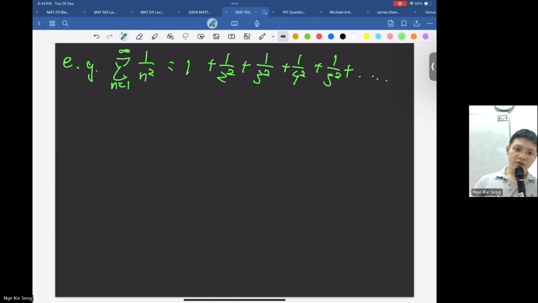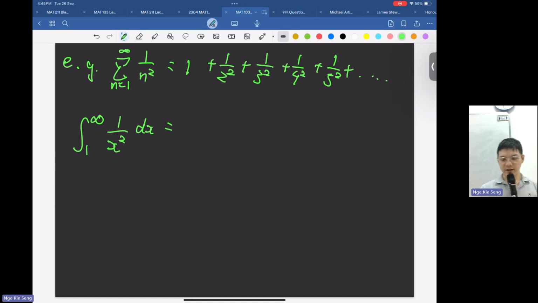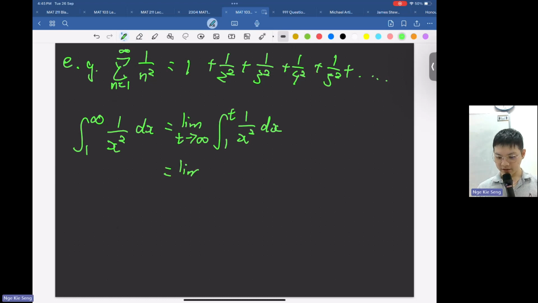So the statement says, if the integral version of this function converges, then this series also converges. Let's compute first. Let's compute the integral of 1 over x squared. How to compute this? This is an improper integral, right? So by right, you need to use the improper way, use the limit. In this case it should be easy, it should remind you of calculus. So what's the integral?